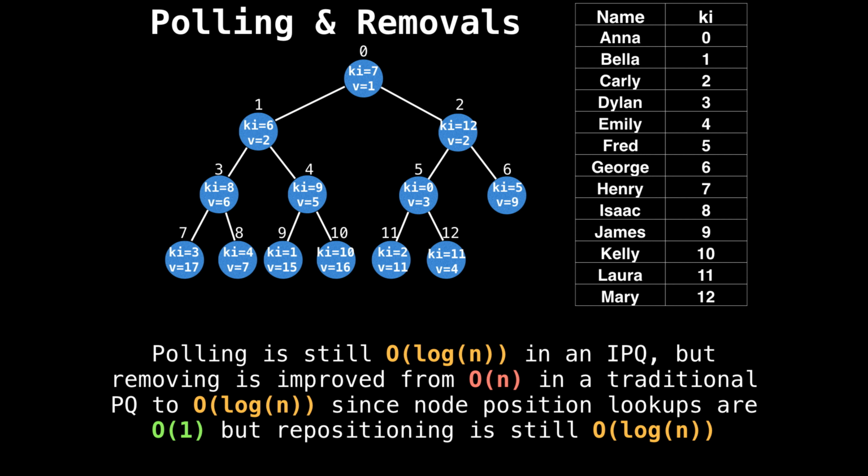Next up, I want to talk about polling and removing elements from an indexed priority queue. Polling is still a logarithmic operation. However, removing is improved from a linear time complexity to a logarithmic time complexity, since node position lookups are now constant time, but repositioning the nodes after a removal to satisfy the heap invariant is still logarithmic.